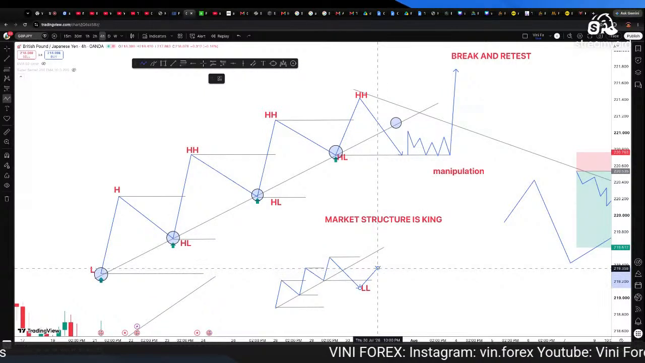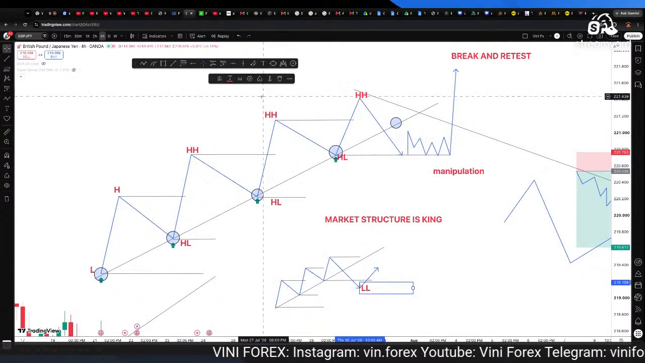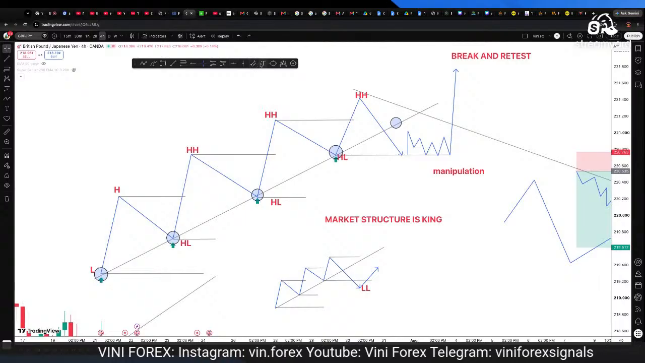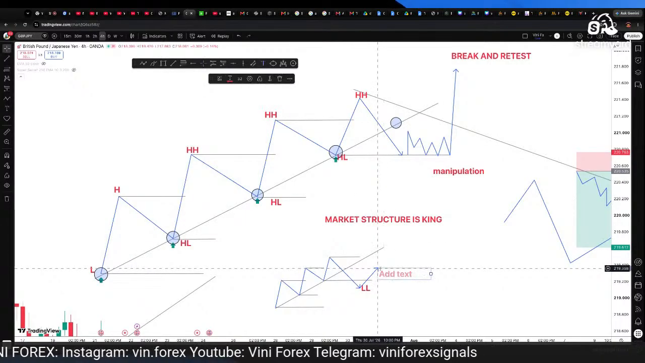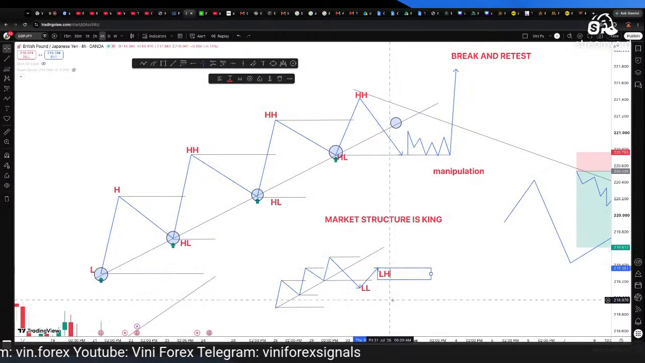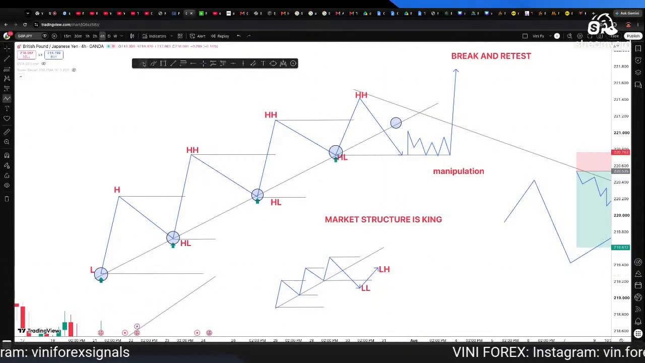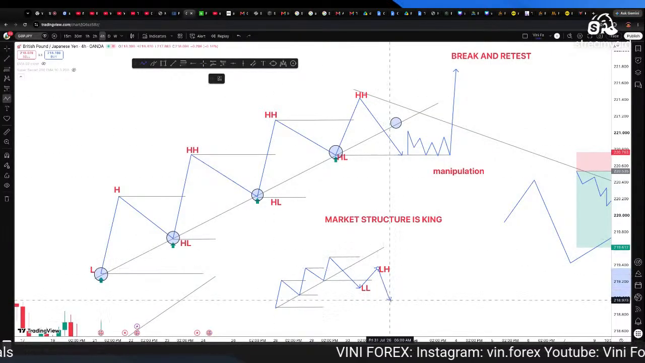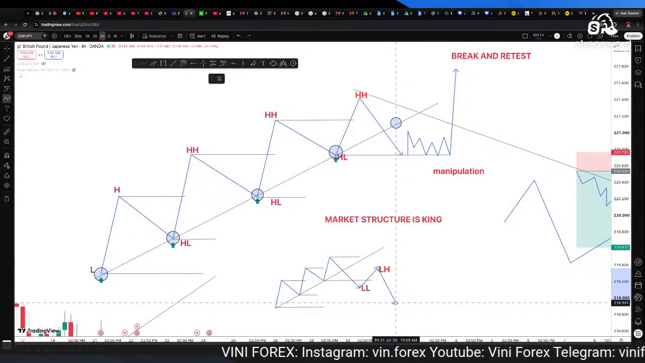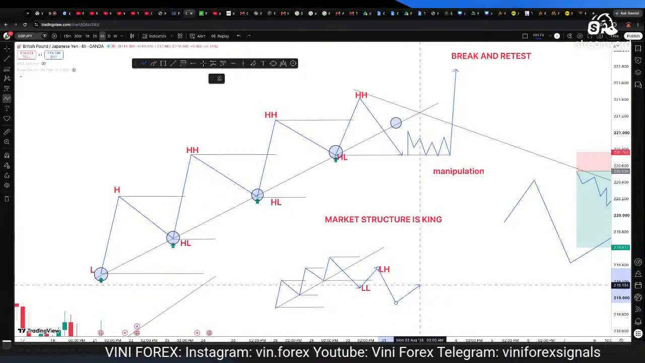To give you what? A lower high, instead of a higher high. This is a lower high, LH, instead of HH. And after a lower high, what do you get? You get a lower low. After a lower low, you get a what?